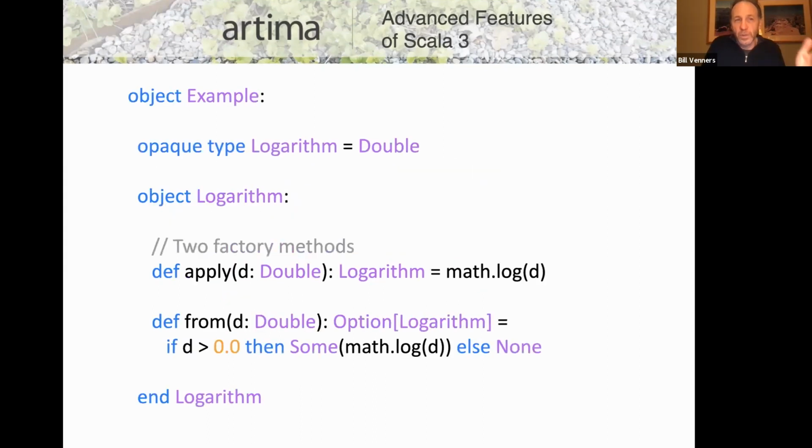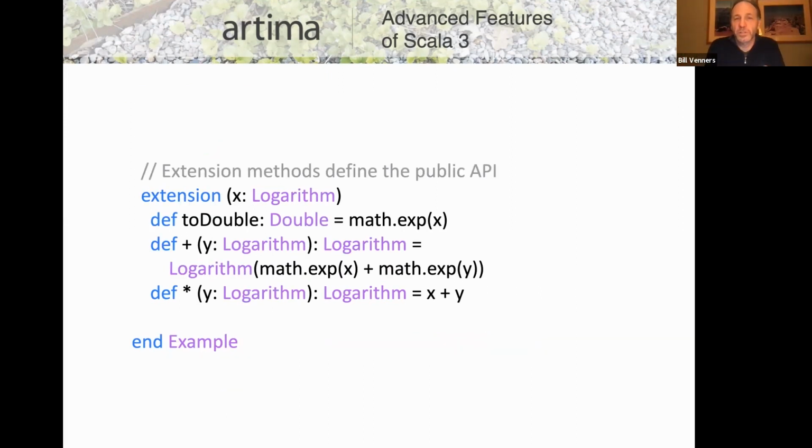I say inside a template, I say opaque type, something equals something else. Then I'm going to have some factory methods, so I can go from the underlying type to the opaque type. And then I'll probably have some extension methods to define a public API of it.